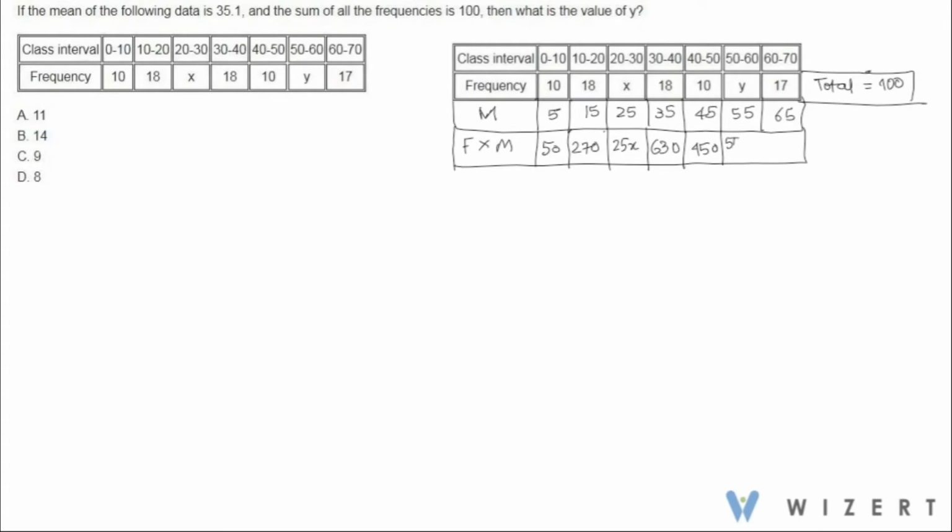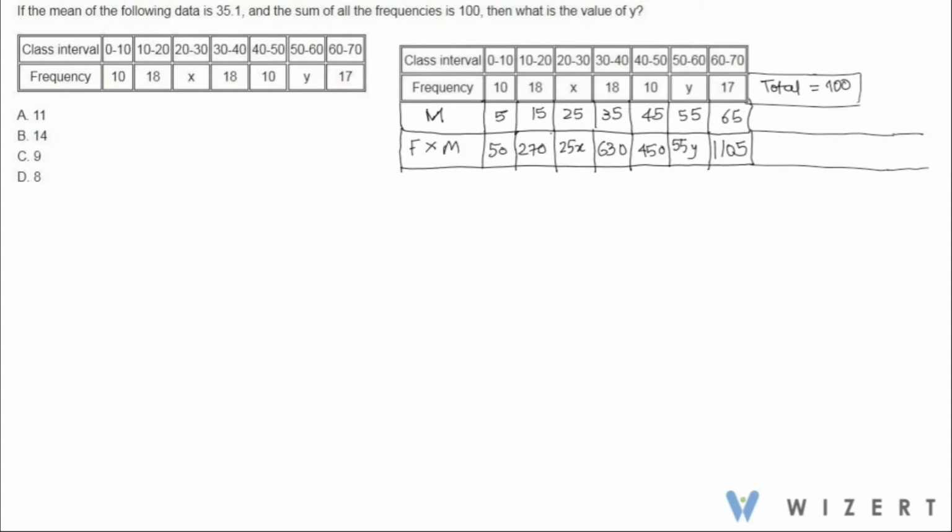This is 55y. This is 17 5s are 85 and 17 6s are 102. 17 6s are 102 plus 8 is 110. So this is 1105. So let's see what's the total of all these multiplications.